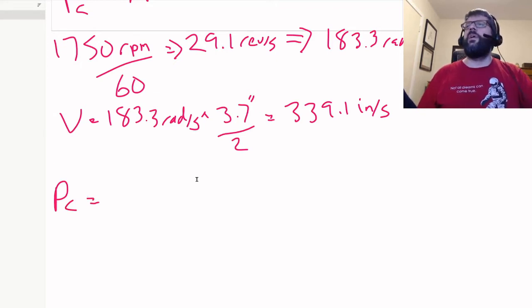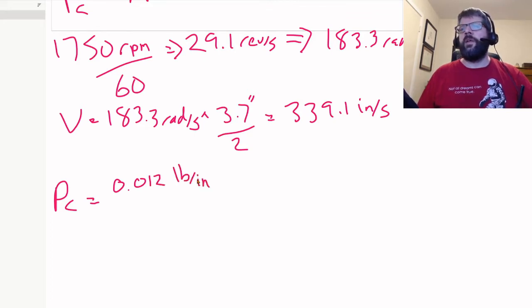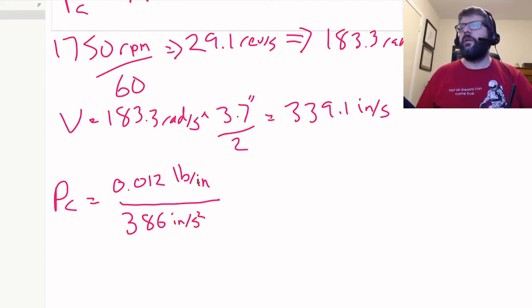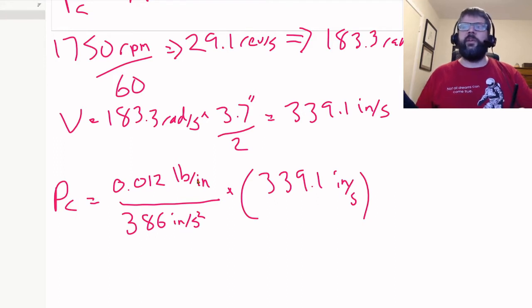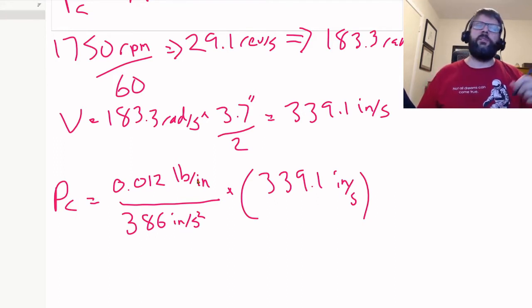So we've got our weight distribution, and then unfortunately, because the imperial system is wonky, we need to take that and divide it by g. So 386 inches per second squared. For what it's worth, if you wanted to do this in metric instead, just convert everything and then do your calculations and convert back, I'm fine with that.